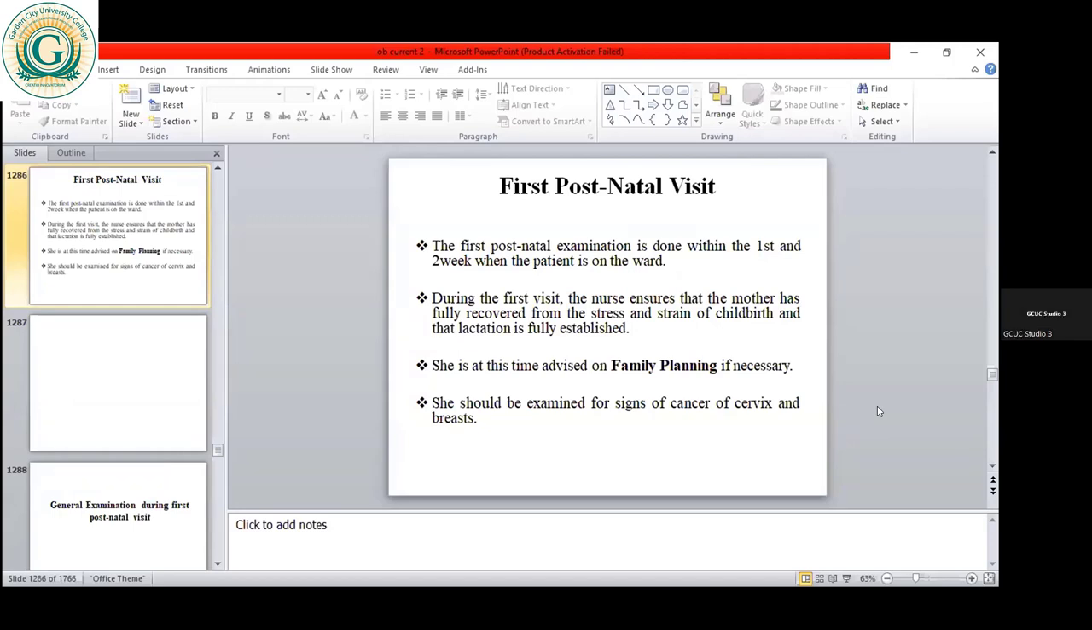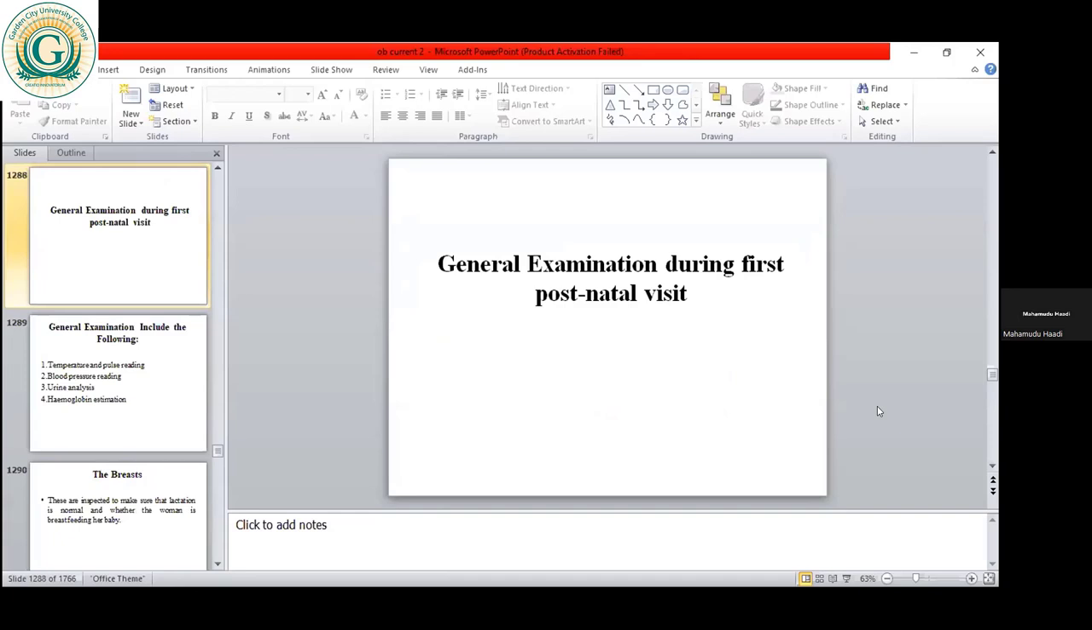During the first visit, the nurse ensures that the mother has fully recovered from the stress and strains of what? The childbirth. And that lactation is fully established. Then don't let any woman leave and go home without talking to her about family planning. We are not forcing her to do family planning, but you have to give her education on family planning. And then you examine her for signs of any problem with the cervix and breasts. So you do a general examination.